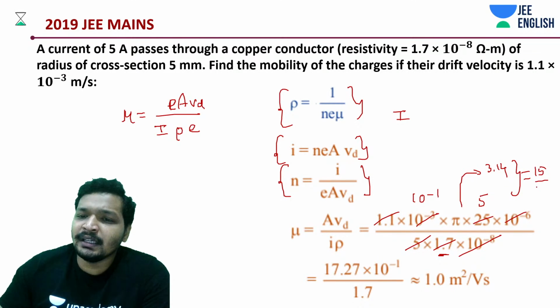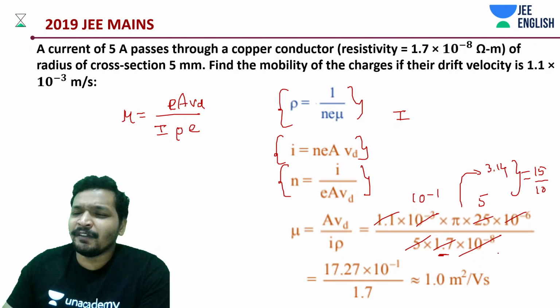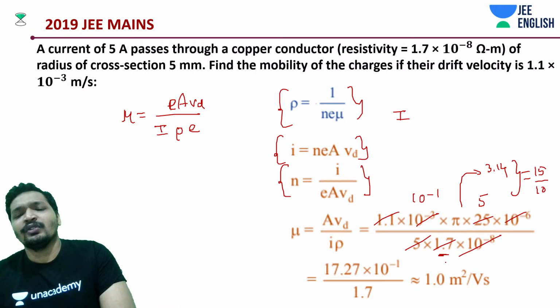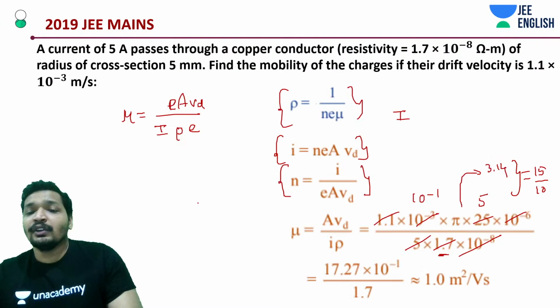15 divided by 10, 1.5 should be the answer. 1.5 is not there. It's going to be 1 because it's going to be less than 1.5. Okay, 1.3 is also there. You need to accurately calculate this.